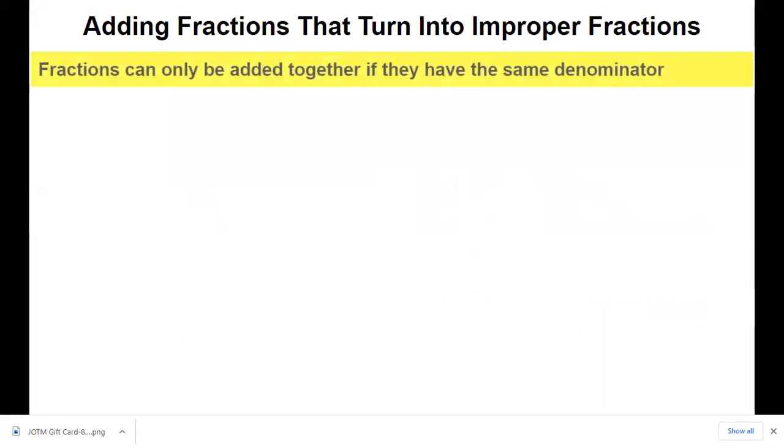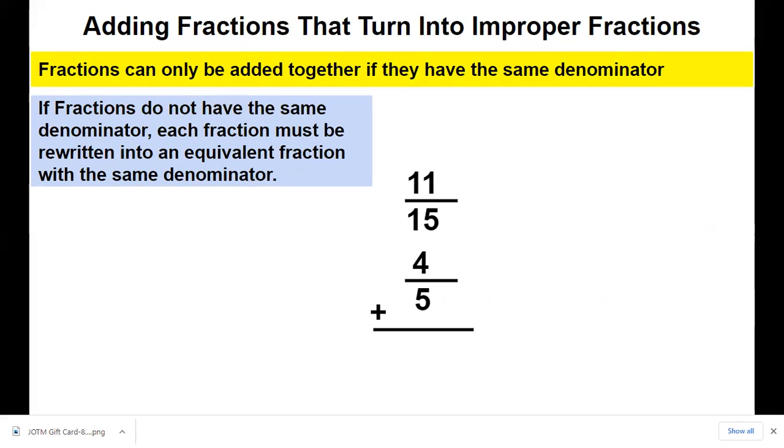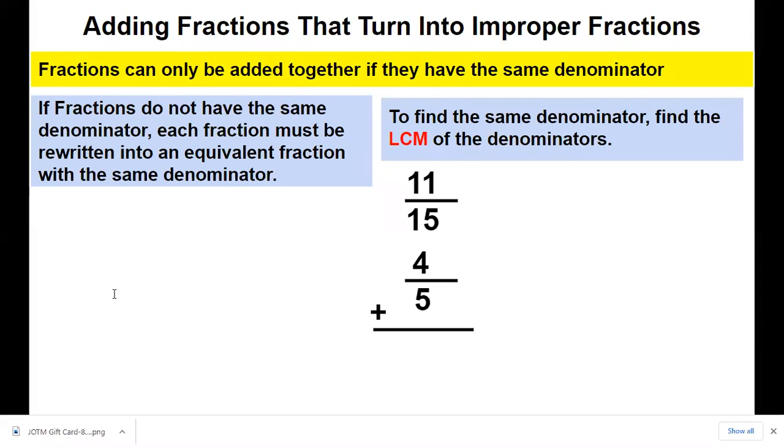Okay, 11/15 plus 4/5. The bottom numbers are not the same, so we need to find the least common multiple. This time I'm not going to make a mistake. So I'll count by 15s, 15, 30, 45, etc. Count by 5s, 5, 10, 15. There is my match. So my match is 15. That's the first number that matches together when I count by. So 15 will be my number.